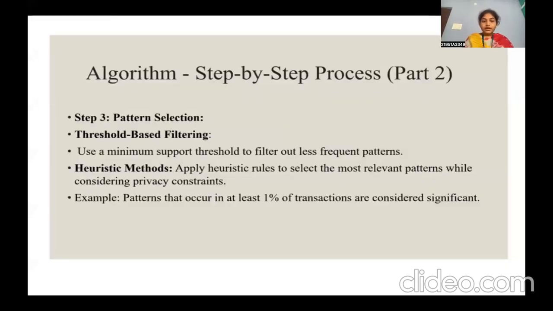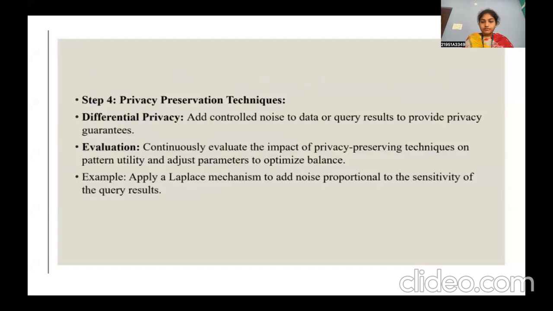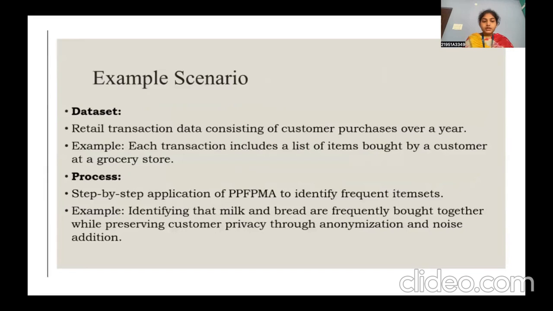Example: patterns that occur in at least 1% of transactions are considered significant. Step 4, privacy preservation techniques. Differential privacy: add controlled noise to data or query results to provide privacy guarantees. Evaluation: continuously evaluate the impact of privacy preserving techniques on pattern utility and adjust the parameters to optimize the balance. Example: apply a Laplace mechanism to add noise proportional to the sensitivity of the query.